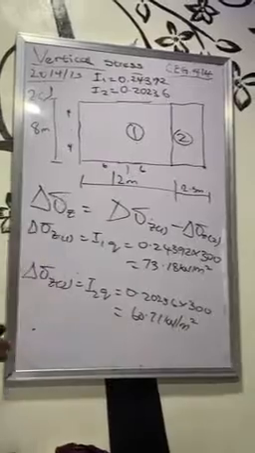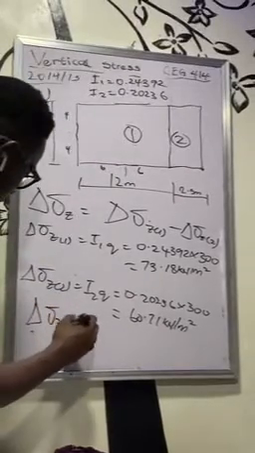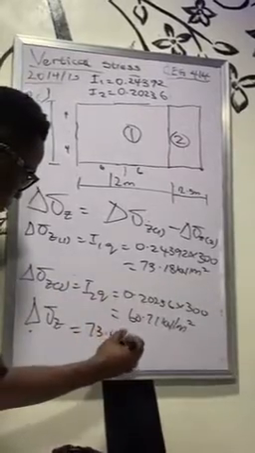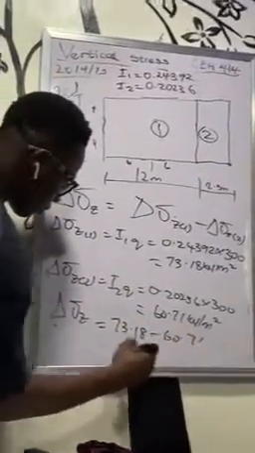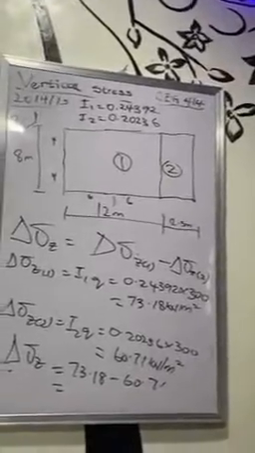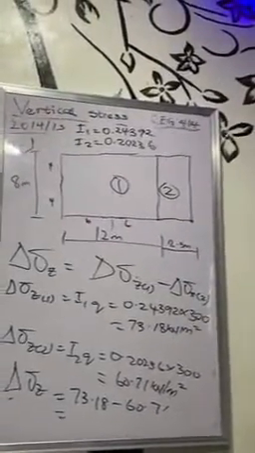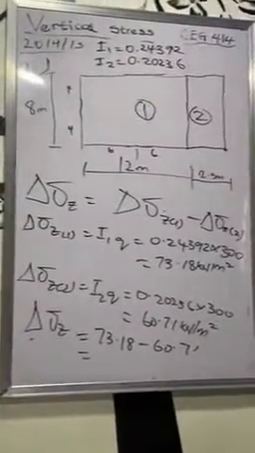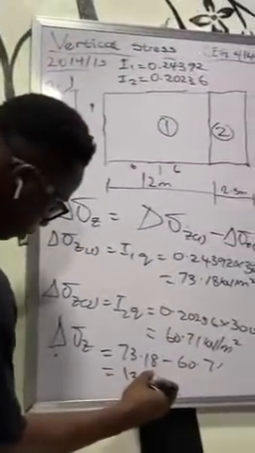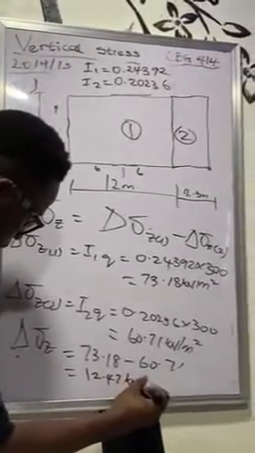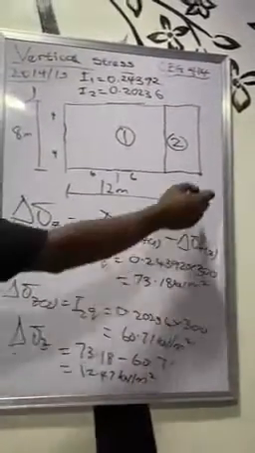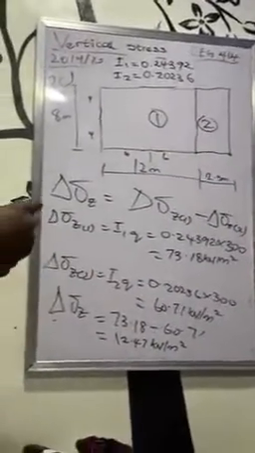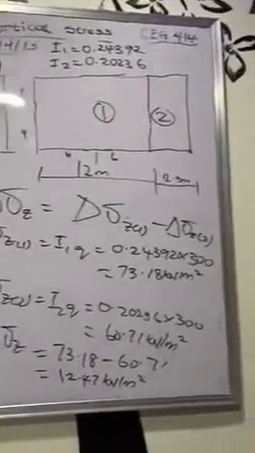And lastly, to get the total change in vertical stress, I'll have 73.18 minus 60.71, which gives 12.47 kilonewton per meter square as my total change in vertical stress at the point that's 2.5 meters from the long edge of the footing from the foundation. Which brings me to the end of vertical stresses.